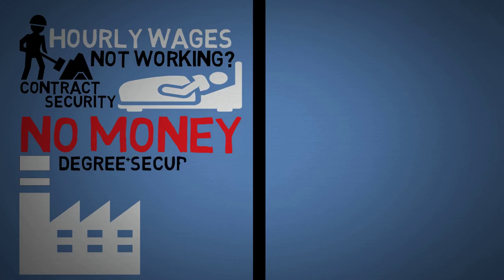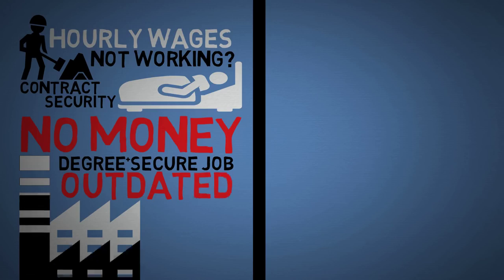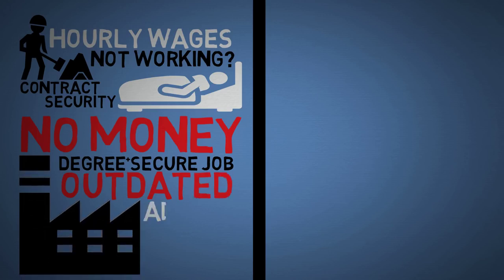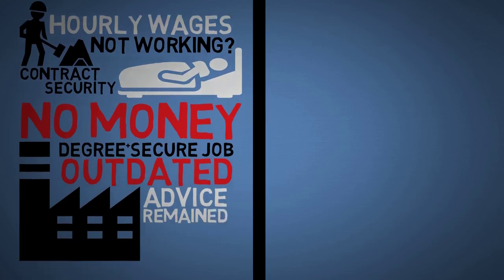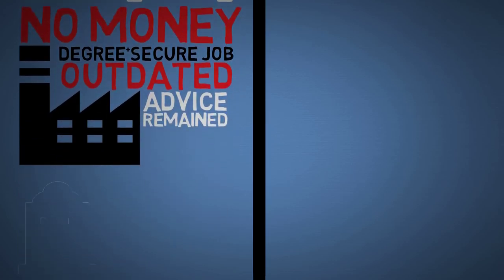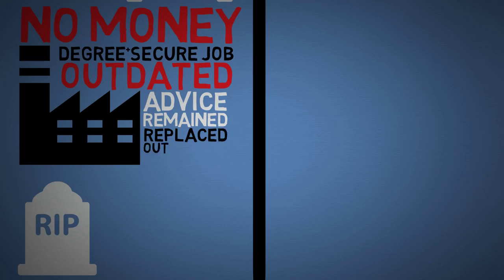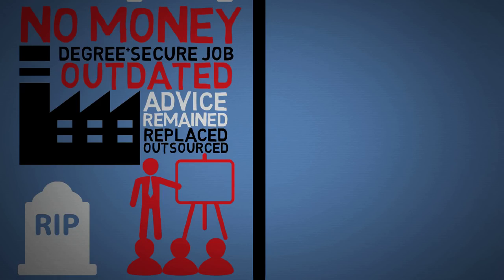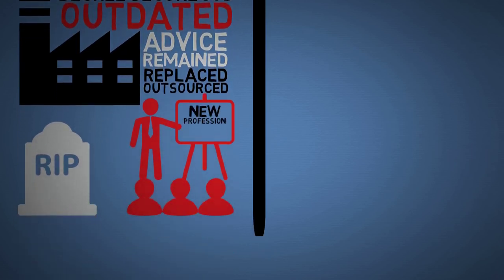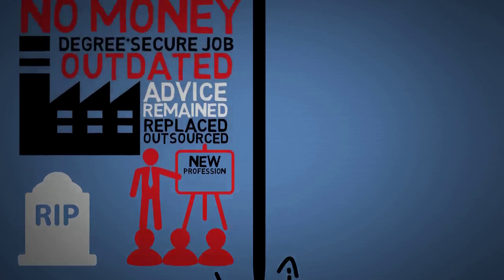Getting a college degree and a secure job was sound advice back then. The problem is, we're not living in the industrial age anymore. Times have changed, yet for some weird reason the advice remained the same. Many professions from the left side are slowly but surely dying. They get replaced through technology or outsourced to another country. Eventually, people have to go through education again and find another profession. So why not use this opportunity to educate yourself on the right side instead of remaining on the left side?